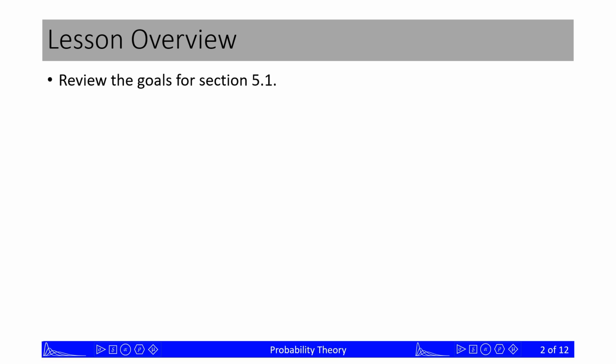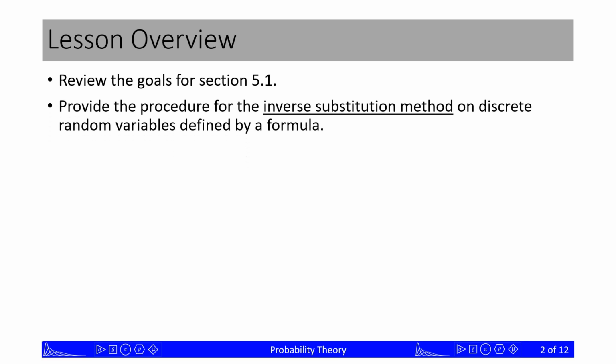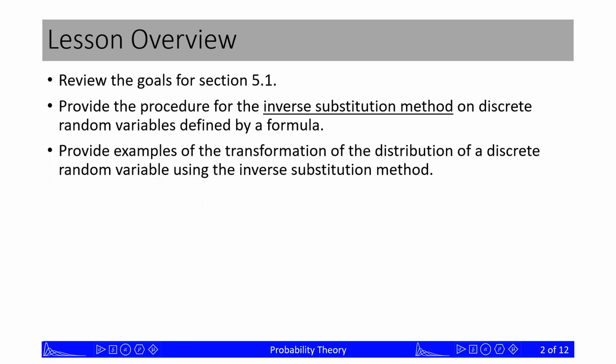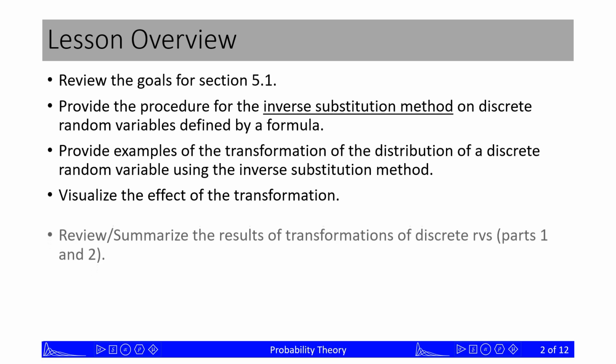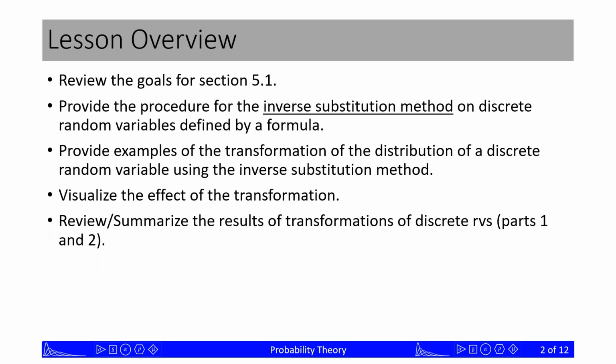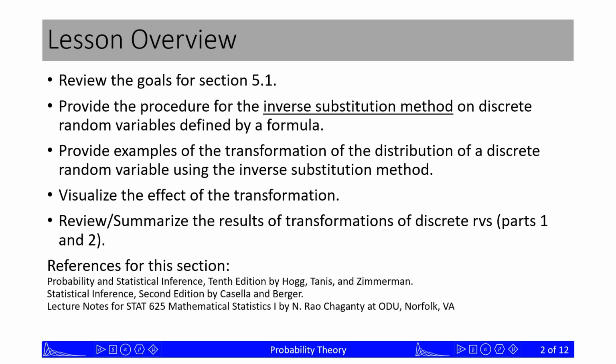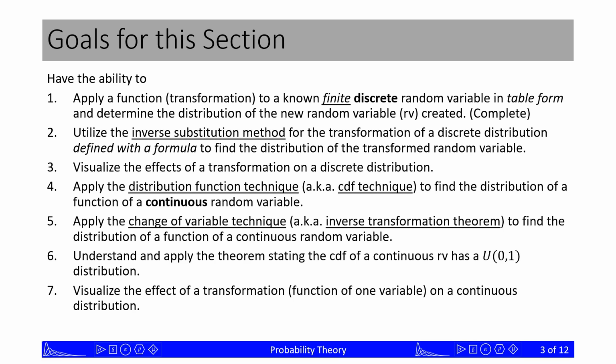In this lesson, we begin with a review of the goals for section 1. Present the method of inverse substitution for transformations of one discrete random variable and give a short proof. Provide examples of transformations with this technique. Visually depict the transformation. Finally, we will review the key points of the video. Here we have the goals for this section, which we've discussed in the previous 2 videos. So let's get started with this lesson.